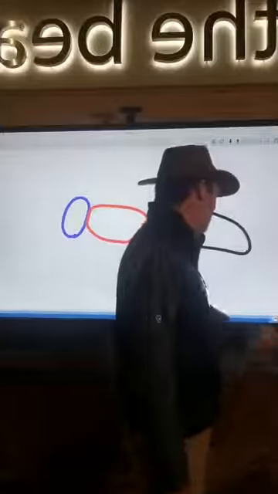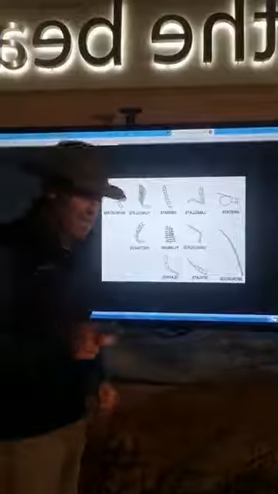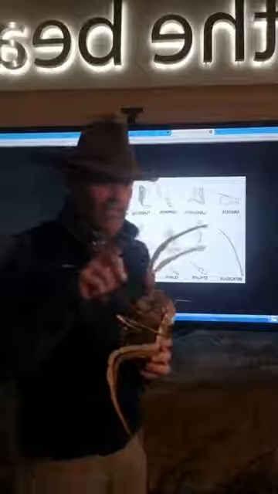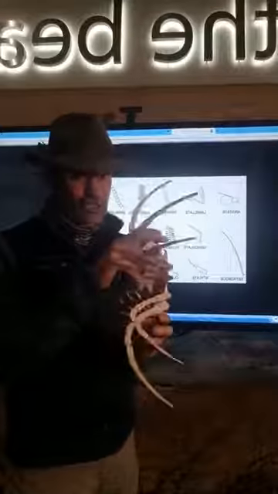Now let's go over and we're going to look at the antenna. We're going to choose our antenna. Now spiders do not have antenna. Those palps look like antenna, but they are not. They're also called the jaws, okay? Not antenna.